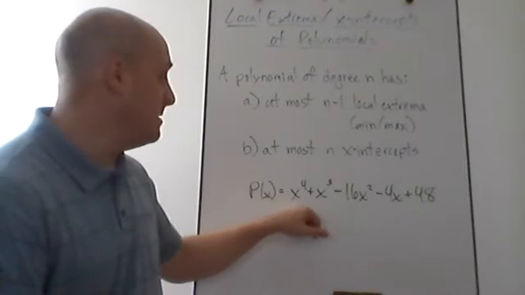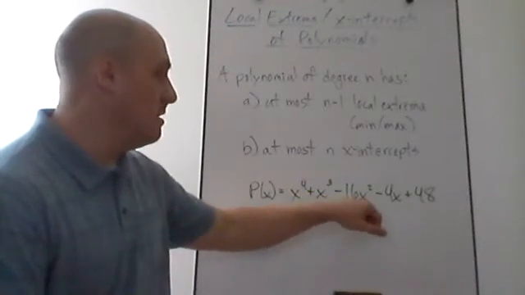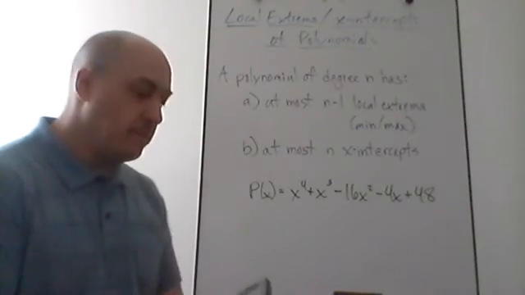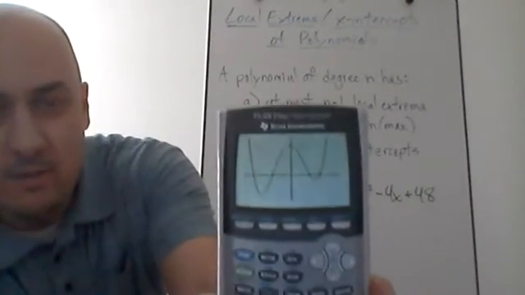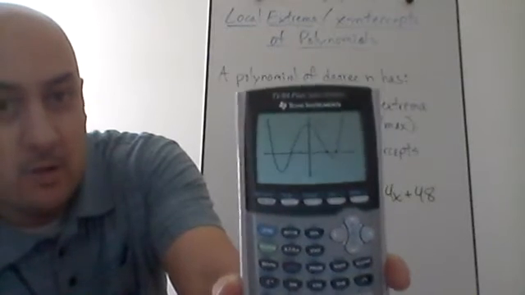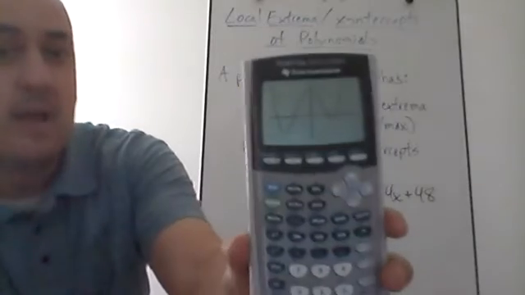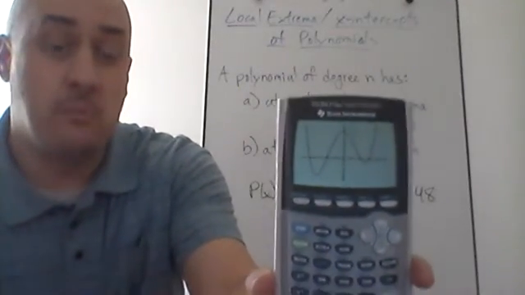All right, so we have p of x equals x to the fourth plus x to the third minus 16x squared minus 4x plus 48. And when you graph that polynomial, it looks something like that. Now, I played with the window to make it look nice, but that's the shape of that polynomial function. So notice that graph has 3 minimum and maximum points, right?